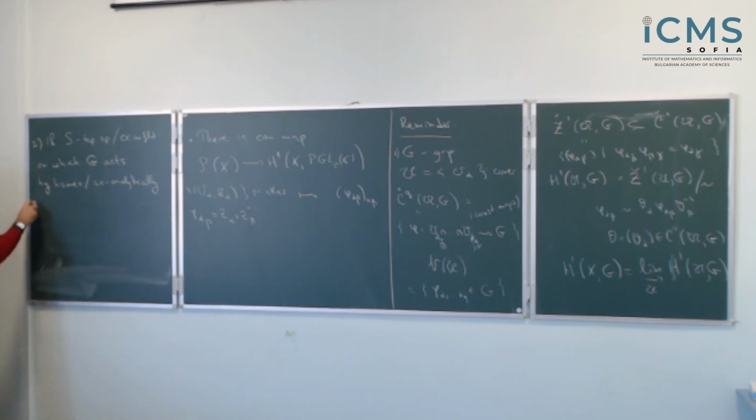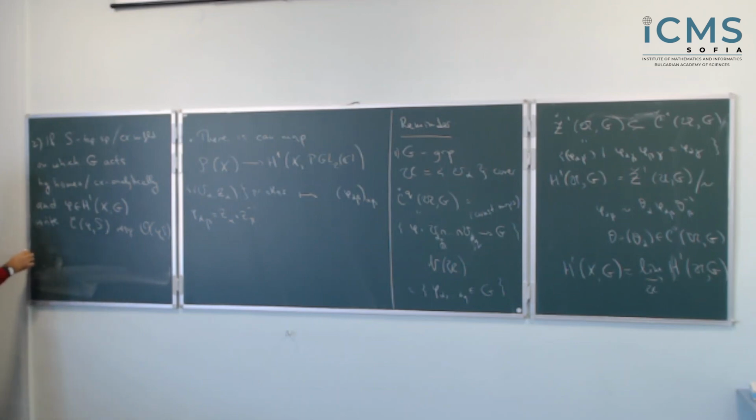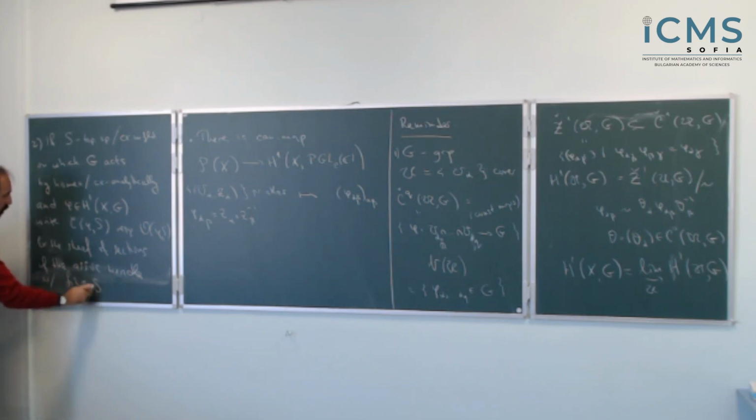So if we have this space and P is a class in H1 of X, G, we'll write either C of P, as there's no good standard notation, or respectively O of P S, for the sheaf of sections of the associated bundle with fiber S. Again, what does this mean locally? Associated bundle.